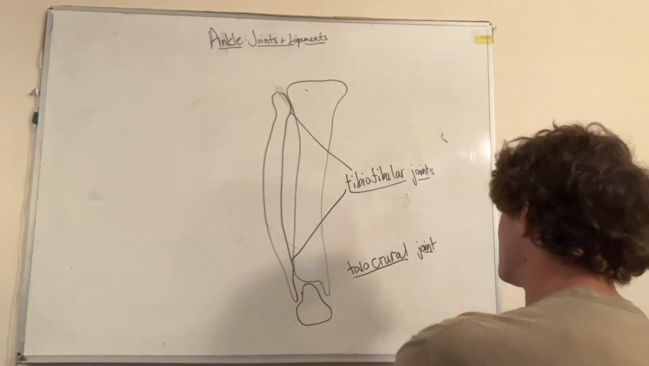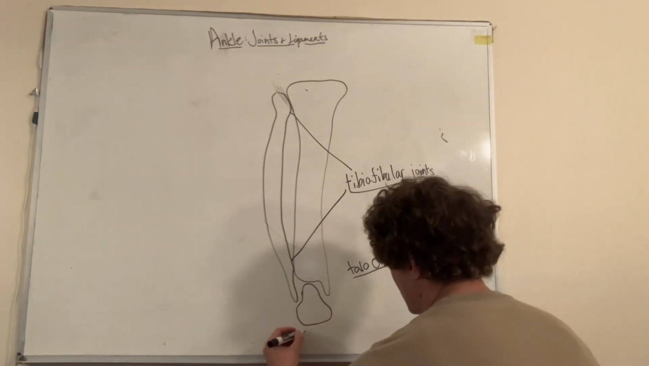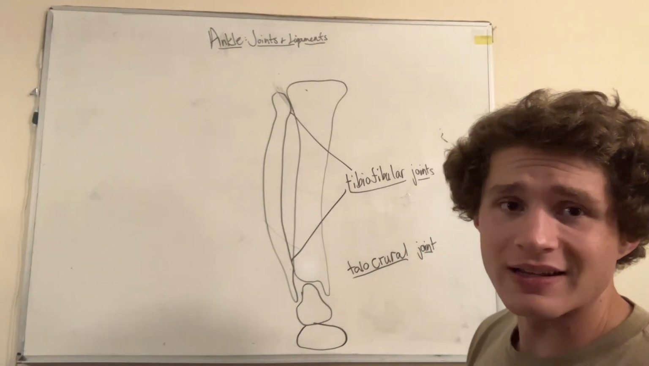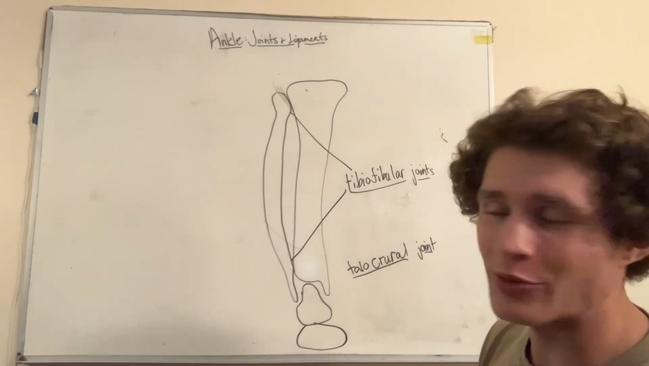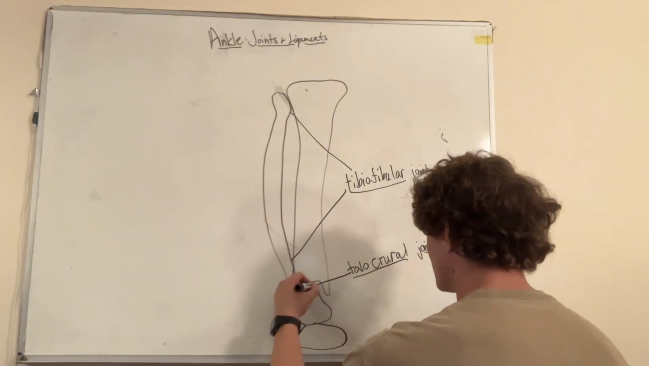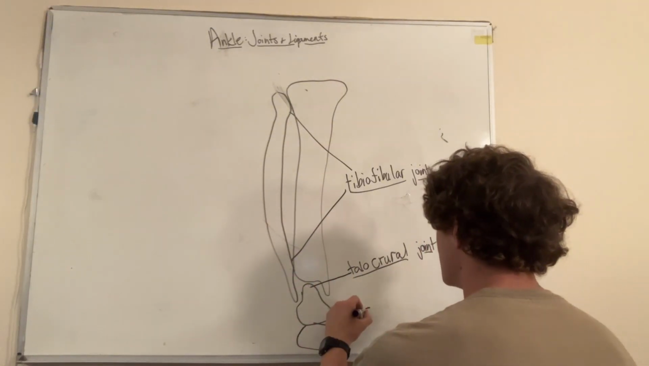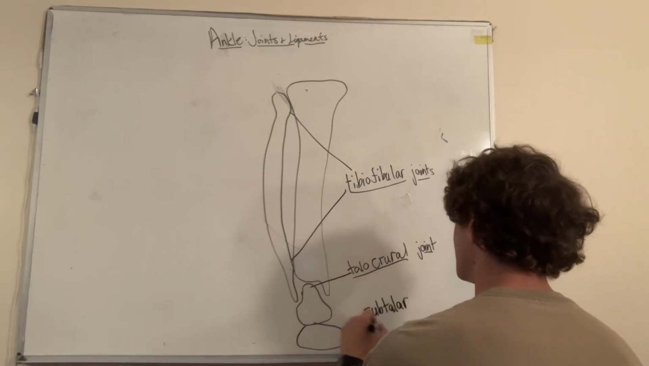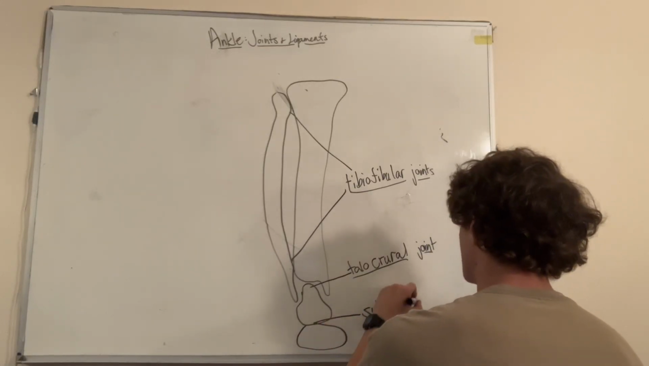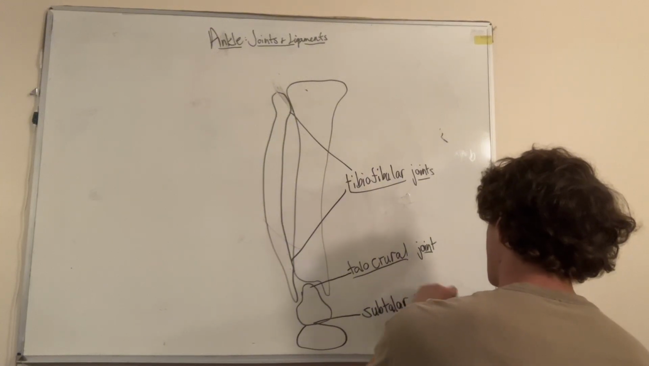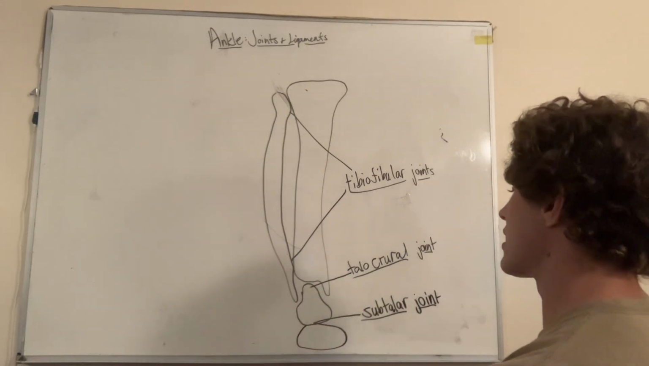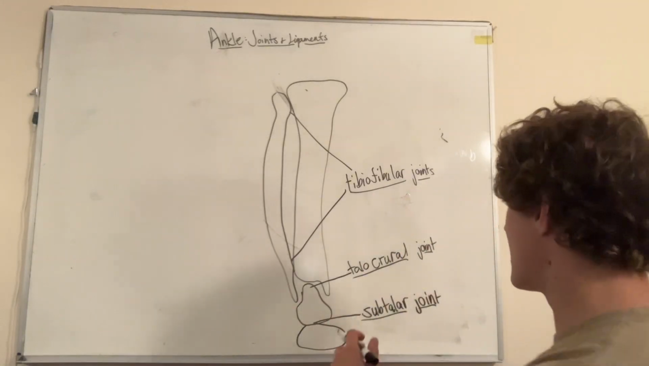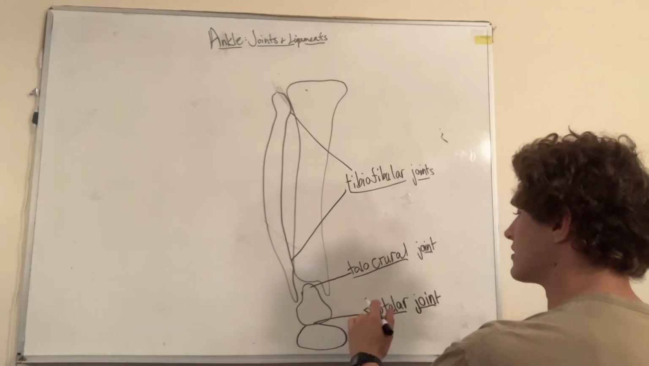All right, so we have the talocrural joint, and then, believe it or not, there's even one more. That was a poorly drawn calcaneus, but hey, you get the point. Because this one occurs beneath the talus, we call it the subtalar joint. It occurs between the talus and the calcaneus bones. So we have our players. Now, what actions occur at these different joints?